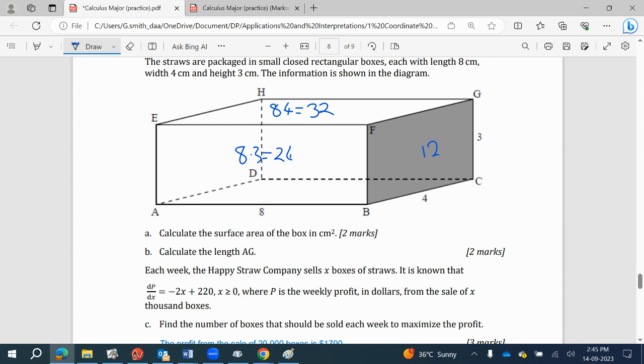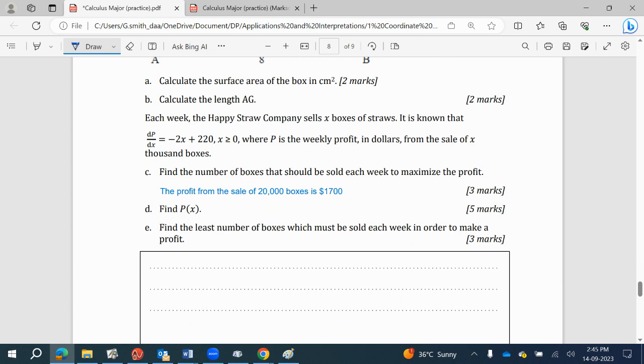We've got these three. This is 3 times 4. And we have 2 of each of these. So we need to calculate the surface area. It's 3, 4, and 8. So the surface area is equal to 2 times 3 times 4 plus 2 times 3 times 8 plus 2 times 4 times 8. And then we just add all of that up in our head, and it's going to be 136 centimeters cubed. There's our first one.